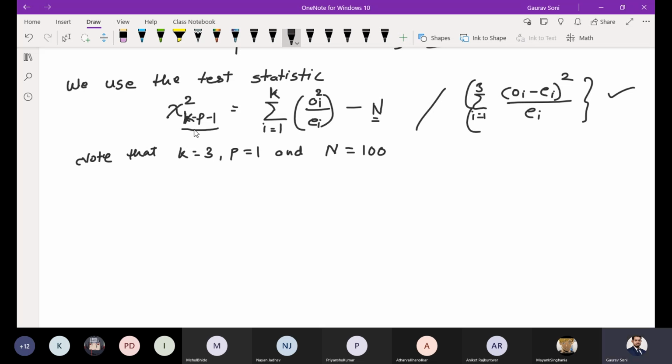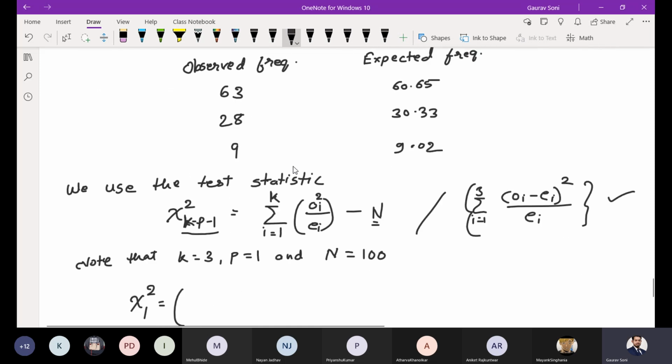So the degrees of freedom are 3 minus 1 minus 1. So chi 1 square is equal to the summation: 63 square divided by 60.65, plus the second one, 28 square divided by 30.33.